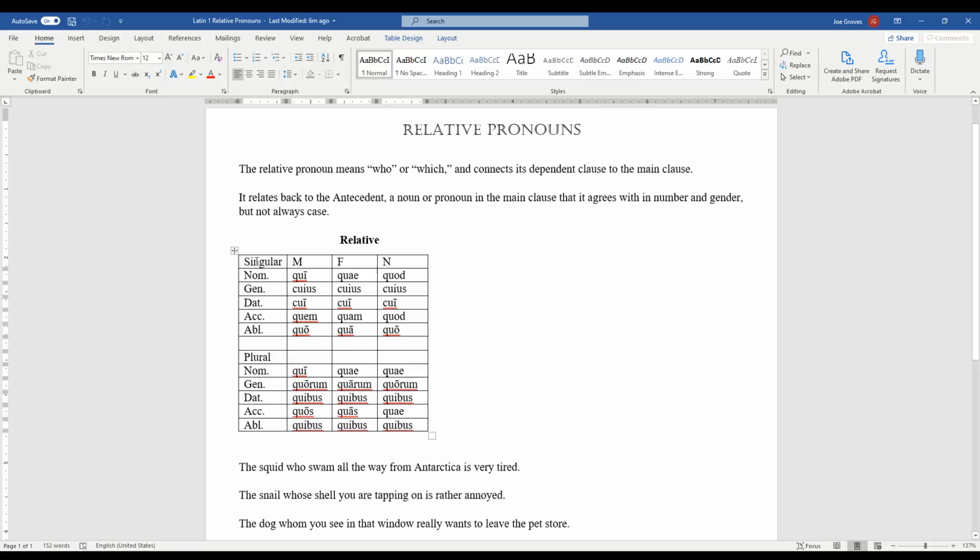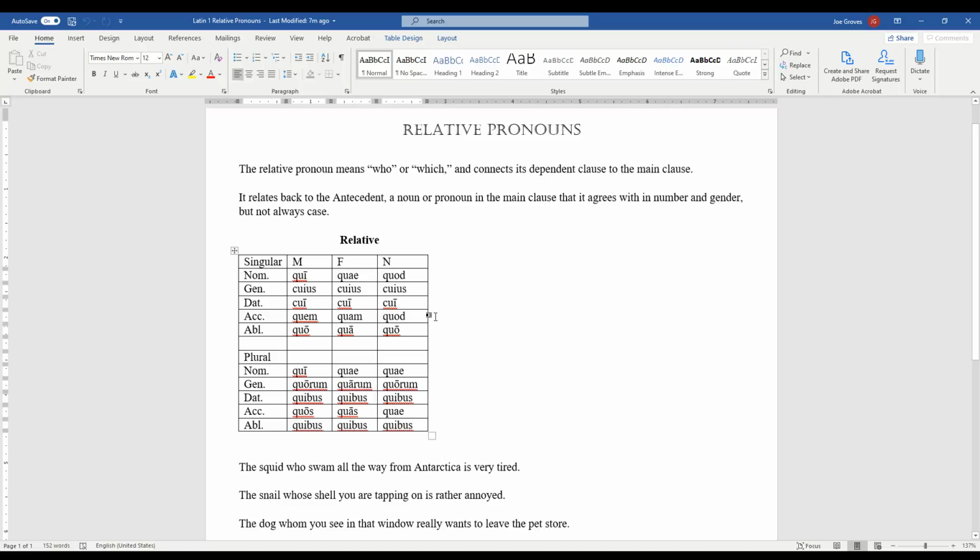If we were in class right now, we would be doing this to the point of nausea, going qui, quae, quod, cuius, cuius, cuius, cui, cui, cui, quem, quam, quod, quo, qua, quo, qui, quae, quae, quorum, quorum, quorum, quibus, quibus, quibus, quos, quas, quae, quibus, quibus, quibus.